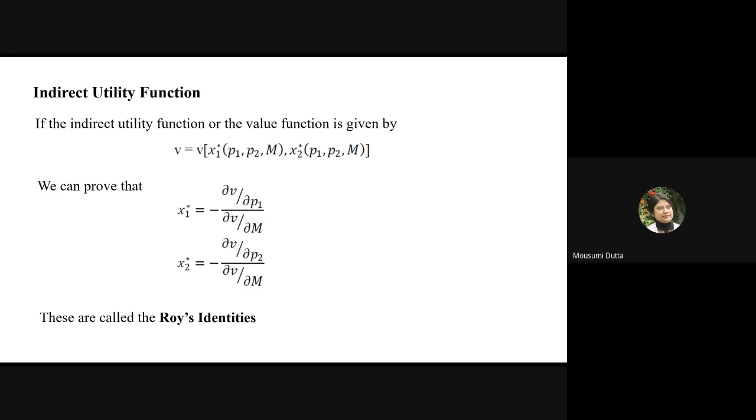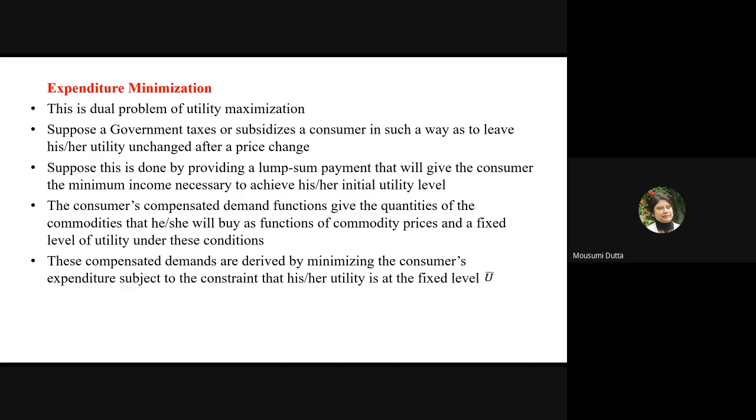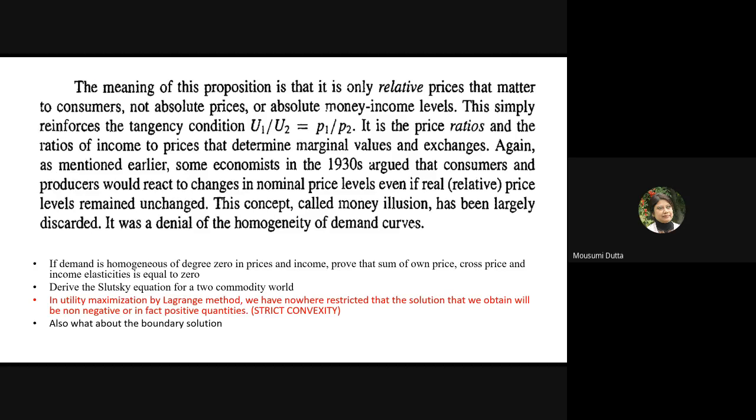However, before going to indirect value function or indirect utility function, indirect expenditure function, and deriving the commodity demands using these indirect functions, I'll try to give answer to some questions sent by you. Okay. In utility maximization by Lagrange method, we have nowhere restricted that the solution that we obtain will be non-negative or in fact positive quantities.